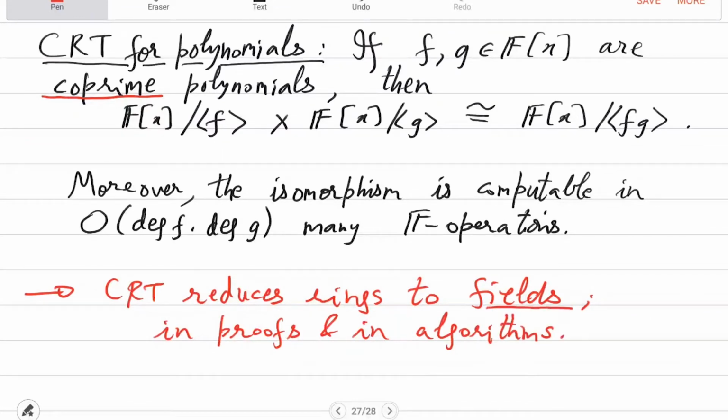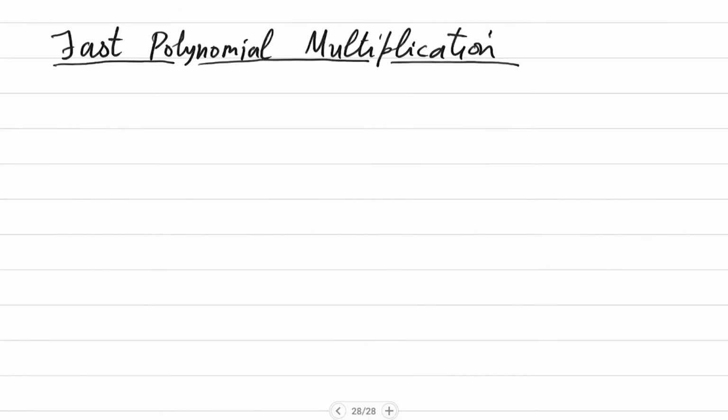So ideally you want to work over fields, because there are more theorems over fields than over rings. More things are true over fields. Rings are harder to study. So this is one way to do that transfer. Okay, so back to this.